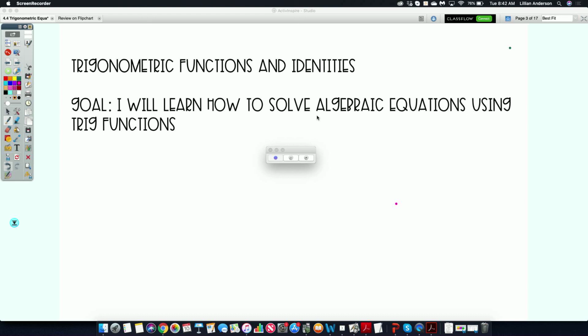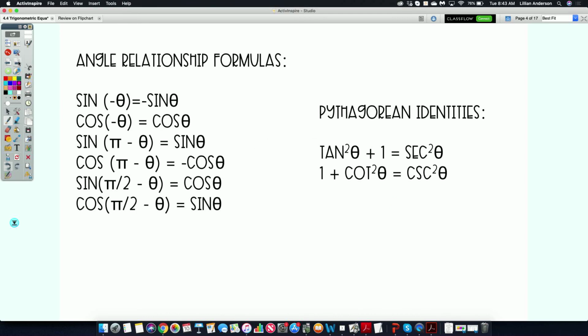Trigonometric equations and identities. You will learn how to solve algebraic equations using your different trig functions. This is going to be a review from your previous classes when it came to doing any type of algebra-related equations with your trig identities.